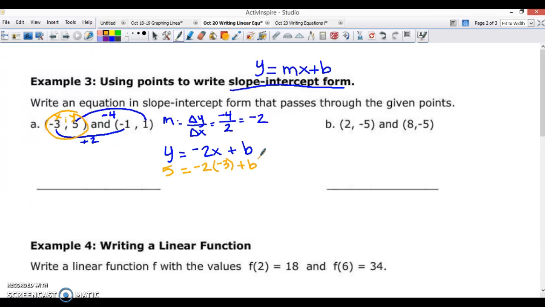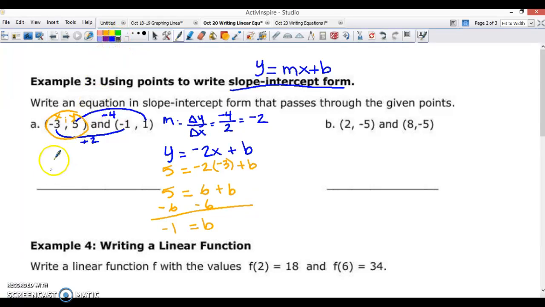We're looking for our starting point now. This is how we find it. So 5 is equal to negative 2 times negative 3, which is 6, plus b. And how do we get b by itself? Well, we have to move the 6. And we do that by using inverse operations. You subtract 6 from both sides. So 5 minus 6 is negative 1. And that's our b value. Now I know our y-intercept. I know b and I know the slope. That's all I need. So now I can write my equation.